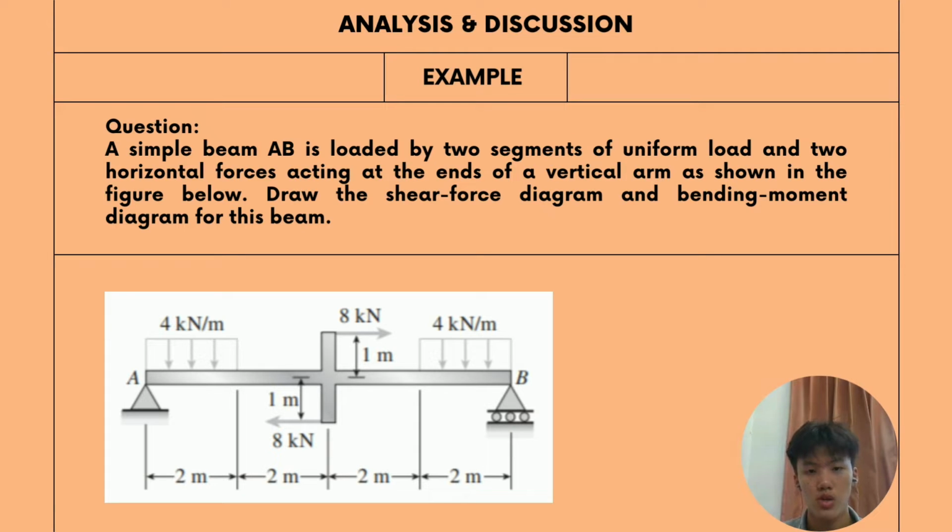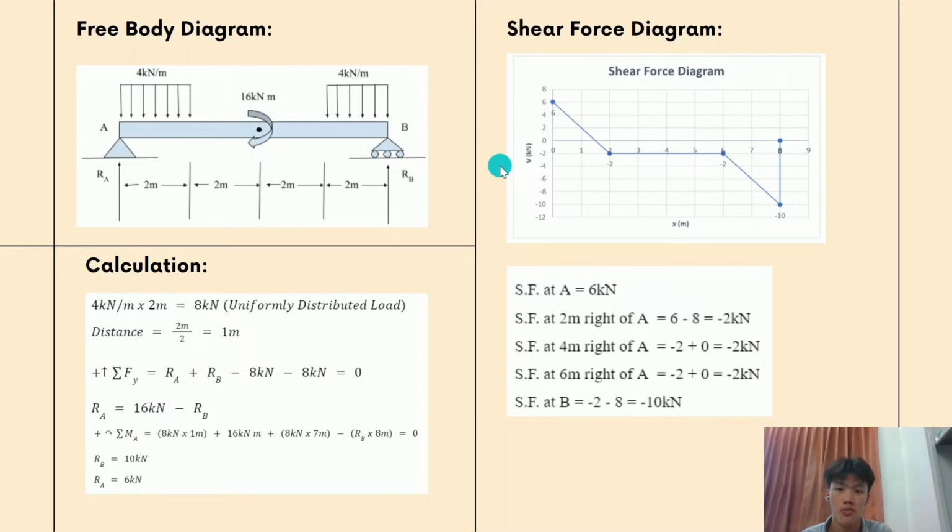From this figure, we can conclude that this is a simply supported beam, and in this figure, there are two uniform distributed loads acting and two forces acting on it. First of all, we need to convert the figure into a free body diagram, and the two horizontal forces become a bending moment acting at the middle of the beam.